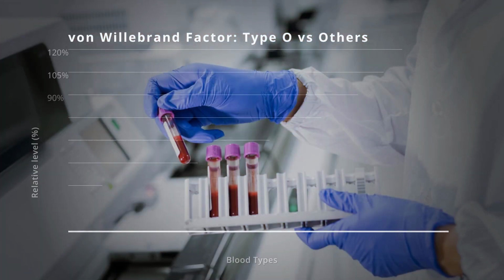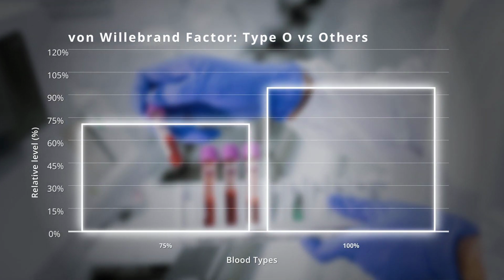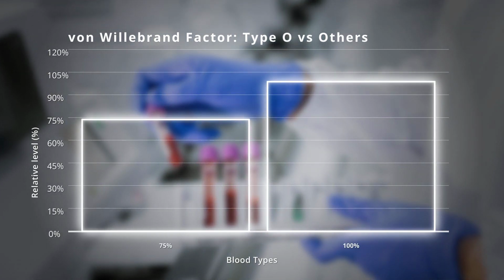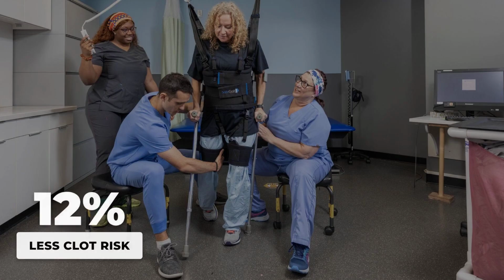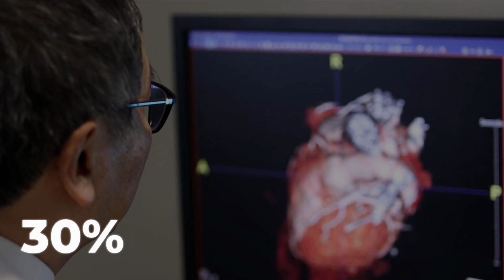And there is more. Type O blood has lower levels of a clotting protein called von Willebrand factor, which means blood flows more freely. That dramatically reduces the risk of dangerous blood clots and heart attacks compared to other types.